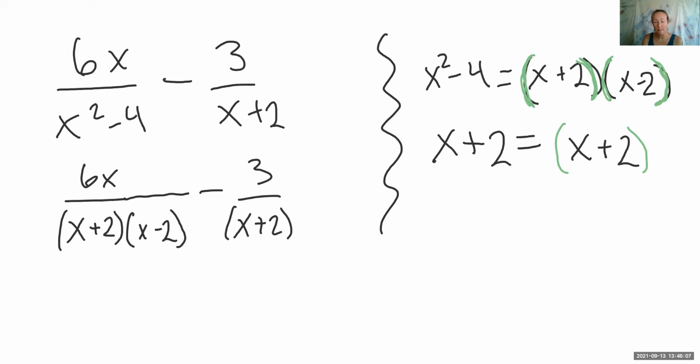I can see that my first denominator actually has all the factors that are contained in my second denominator. The second fraction has only a single factor of x plus 2, and I already have that factor in my first fraction. So I don't need to multiply this first fraction by anything. But my second fraction only has a factor of x plus 2. It is missing this factor of x minus 2. So I need to multiply this second fraction by x minus 2 over x minus 2.